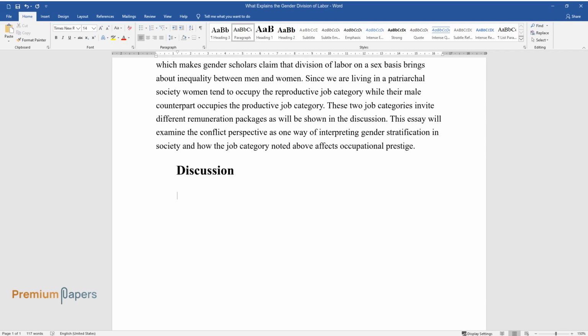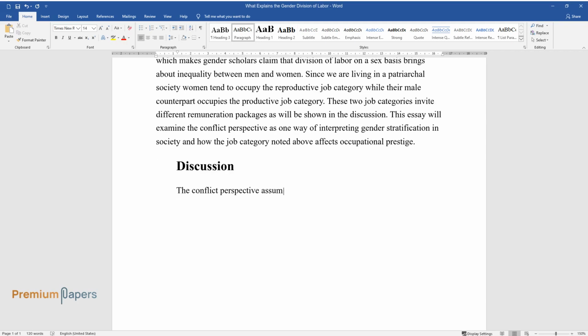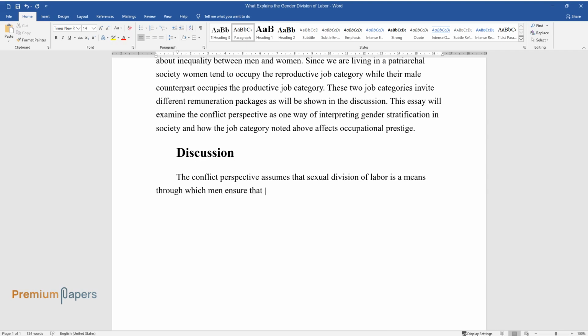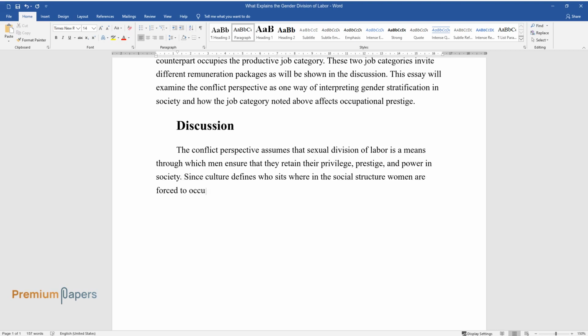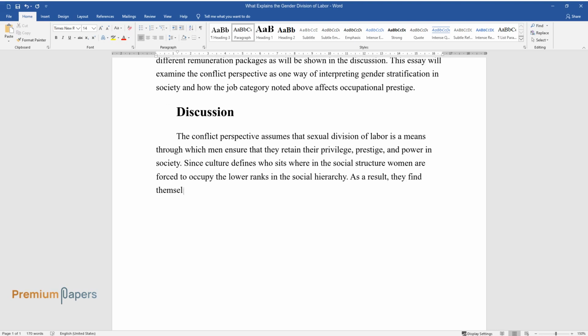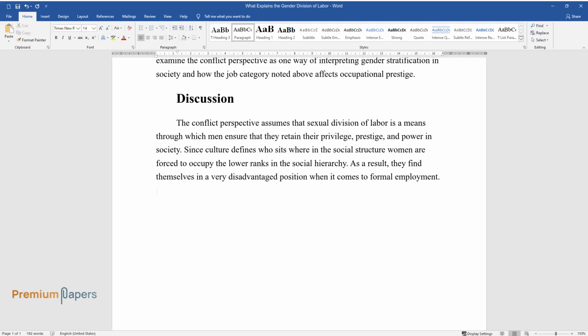Discussion. The conflict perspective assumes that sexual division of labor is a means through which men ensure that they retain their privilege, prestige, and power in society. Since culture defines who sits where in the social structure, women are forced to occupy the lower ranks in the social hierarchy. As a result, they find themselves in a very disadvantaged position when it comes to formal employment.